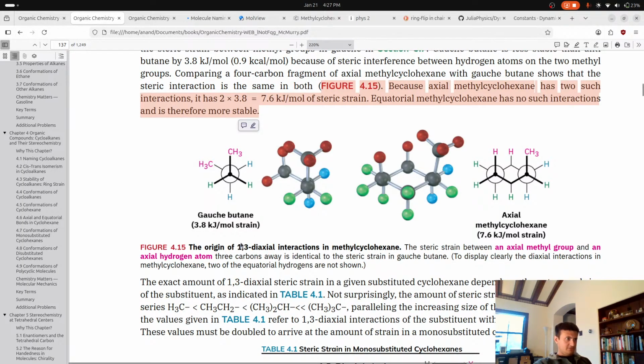The origin of 1,3... Why did I say 3 carbons away? Isn't it 2?